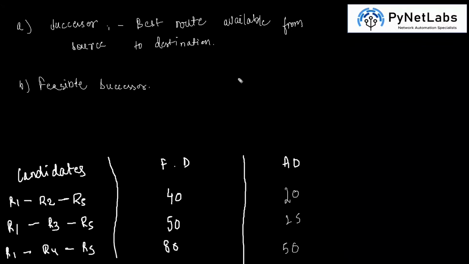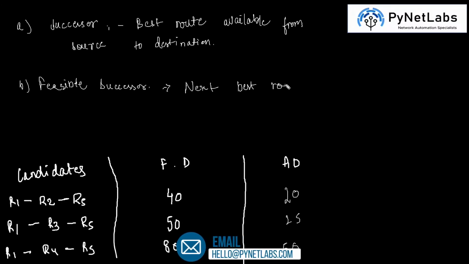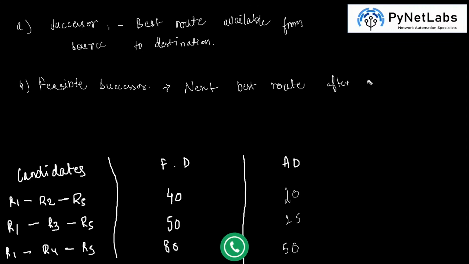As we discussed yesterday, we create three different tables. The first one we have neighbor table, then we have topology table, then we have routing table at last. So this is the best route which is installed in the routing table and is basically used to make transmission of data possible. So after that we have feasible successor. So this is the next best route after successor. Make sense?